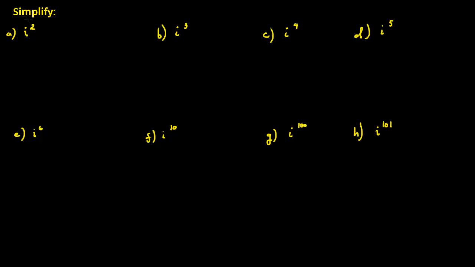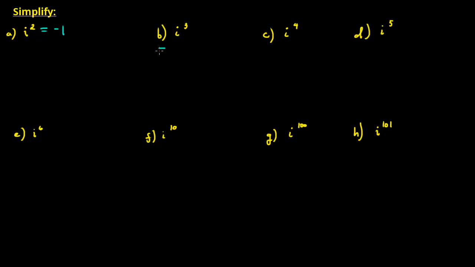Hi everyone, in this video we look at how to simplify powers of i. So first off we have i squared, which we've already defined to be -1. Well, actually we've defined the square root of -1 to be i, and if we square the square root of -1, we should get -1.